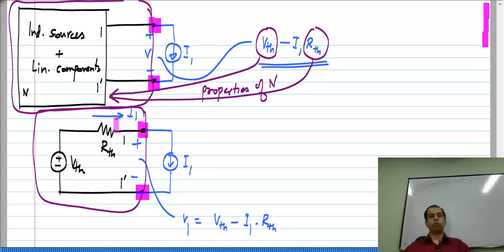And I also showed how to determine the voltage source and the resistance values. The voltage source value is nothing but the voltage that you see across the terminals 1 and 1 prime with an open circuit between them, and the resistance is nothing but the resistance you see between the terminals 1 and 1 prime after nulling all the independent sources in the circuit. Okay.